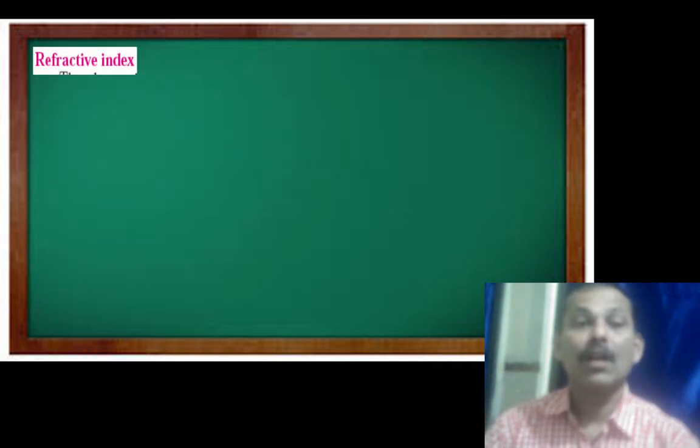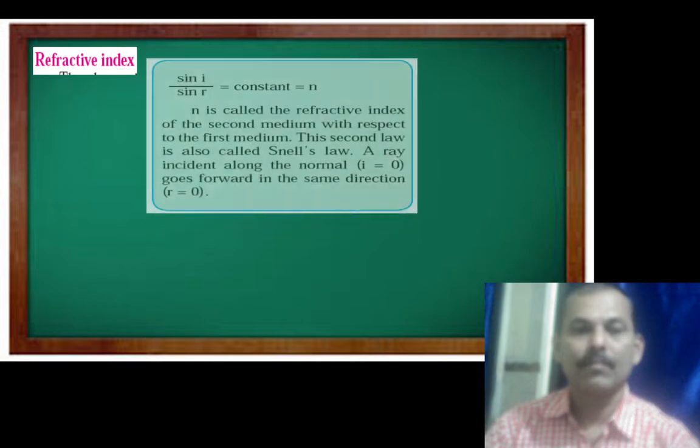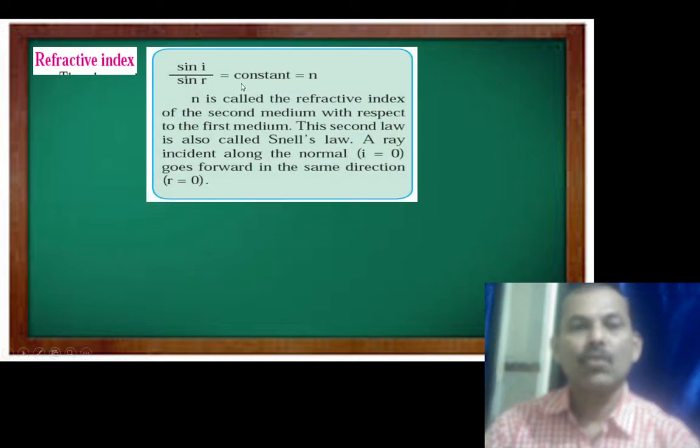Then we will see refractive index. The ratio of sin i and sin r is constant and it is denoted by n. n is called the refractive index of the second medium with respect to the first medium. This second law is also called Snell's law. A ray incident along the normal, that is i equal to 0, goes forward in the same direction, that is r equal to 0.